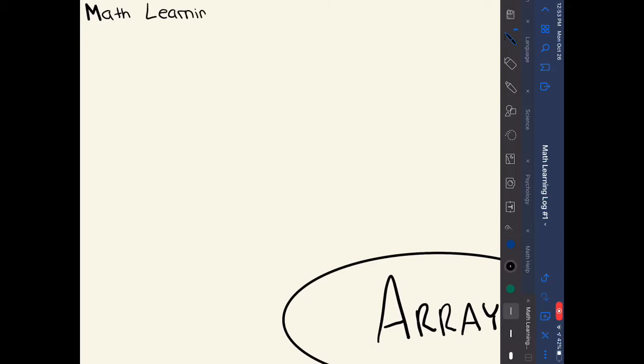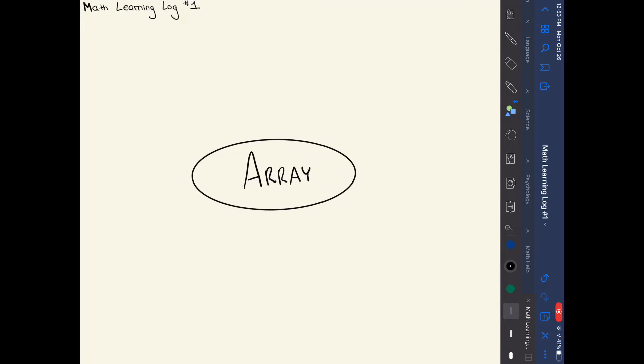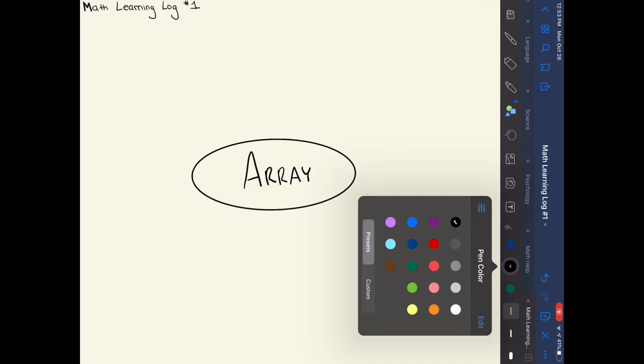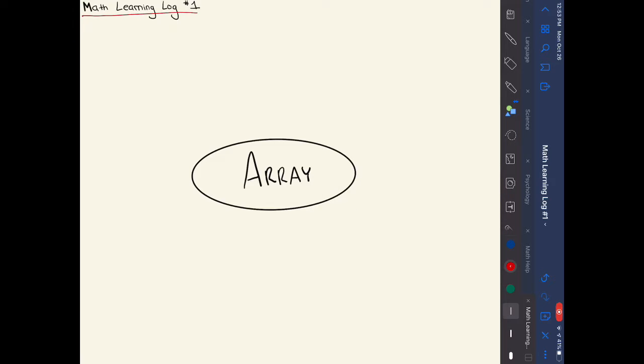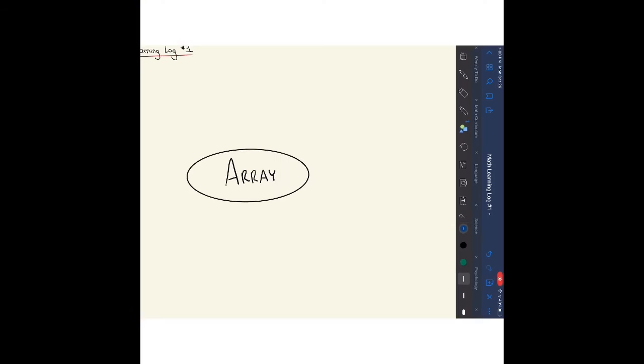Arrays use spatial structuring, and there are 4 stages of how students understand the array. There are many different tools that can be used when teaching arrays, which will be discussed further. Arrays are a very useful tool in math. It is used for addition, subtraction, multiplication, and division.